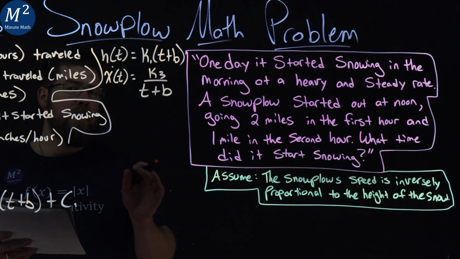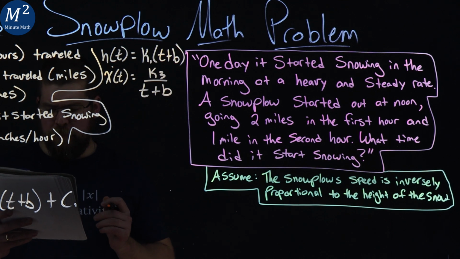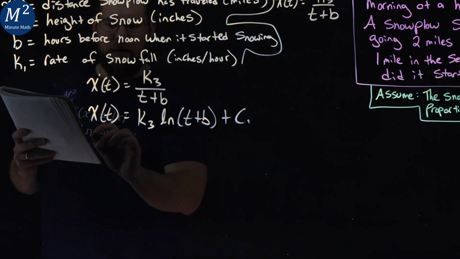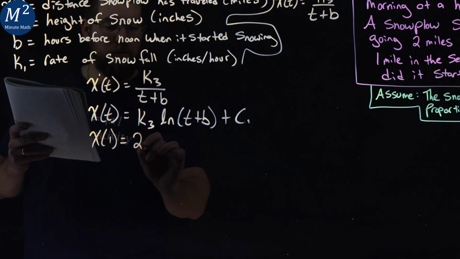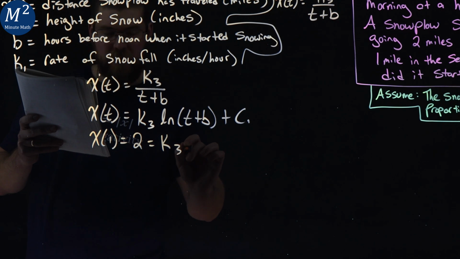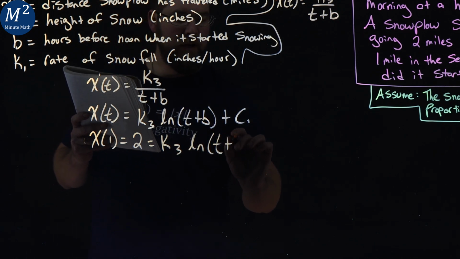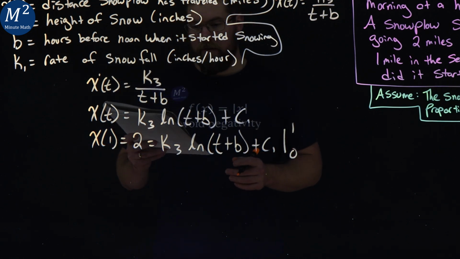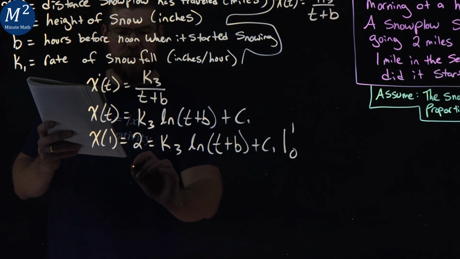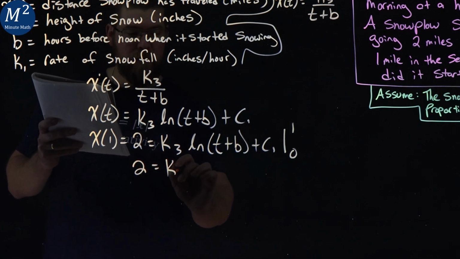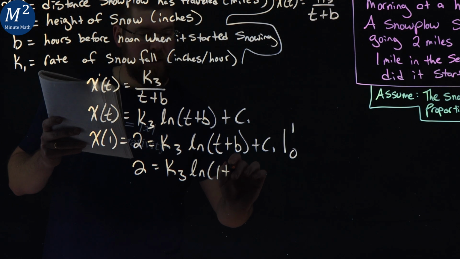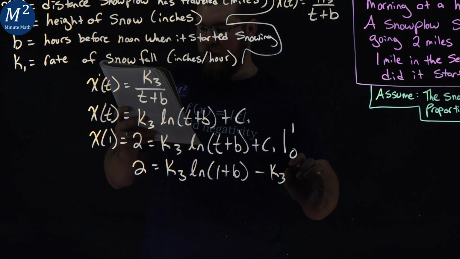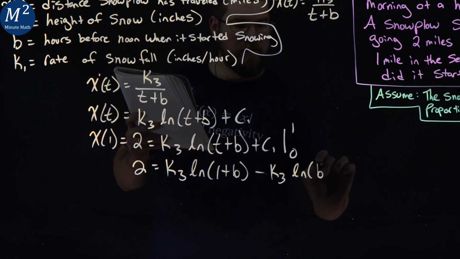Alright, let's extract some more information from this problem. The snowplow travels 2 miles in the first hour. So x of 1 is equal to 2 miles, which is equal to K3 natural log of t plus b plus c1, evaluated from 0 to 1. We have to take the antiderivative here. In doing that, we have 2 is equal to K3 natural log of 1 plus b, minus K3 natural log of just b. The c1s will cancel.